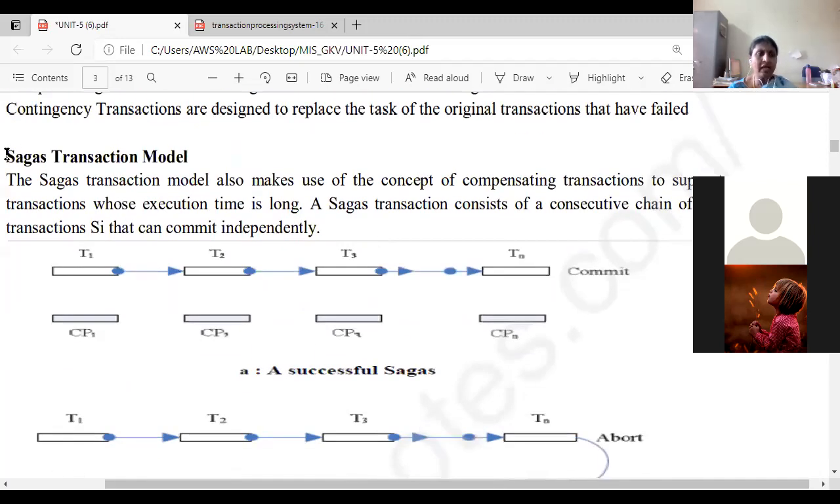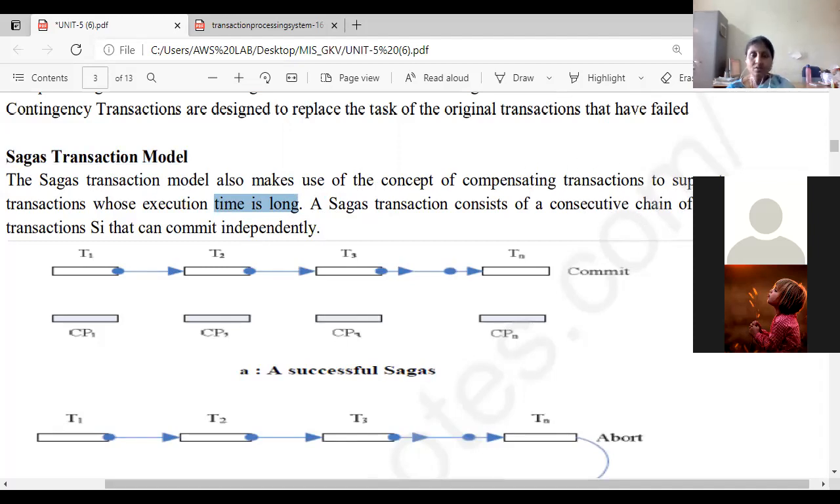Next, another one is the Saga's transaction model. So what is a Saga's transaction? We know that a Saga's transaction is a sequence of transactions that occur in a particular time period. The Saga's transaction model also makes use of the concept of compensating transactions to support transactions whose execution time is long. So here, a Saga's transaction is a sequence of transactions, and it makes use of the concept of compensating transactions. See here, what is meant by a compensating transaction?